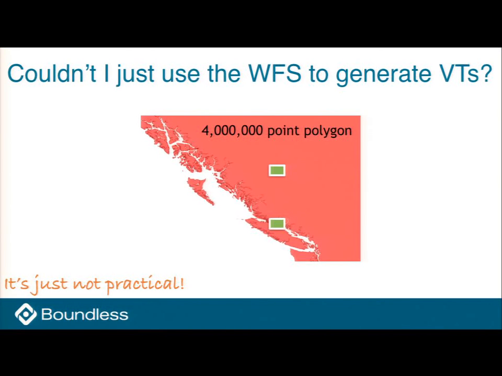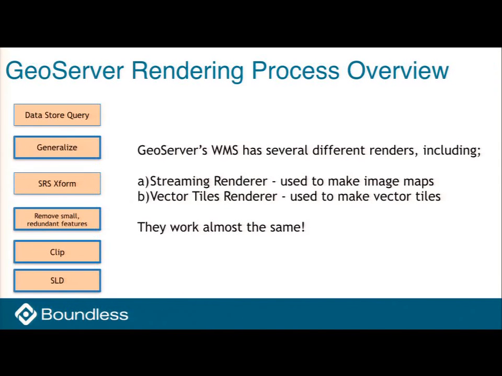Instead, we use a custom WMS renderer, and I'm going to look at it in detail to explain how features are rendered into vector tiles. So GeoServer's WMS rendering process is fairly comprehensive, and there's two main renderers. There's the streaming renderer used to make image maps, drawing styled features onto an image. There's the vector tiles renderer used to make vector tiles. It draws unstyled features into a data file. In the end, both renderers are pretty similar. They both pre-process and render the data either onto an image or into a data file.